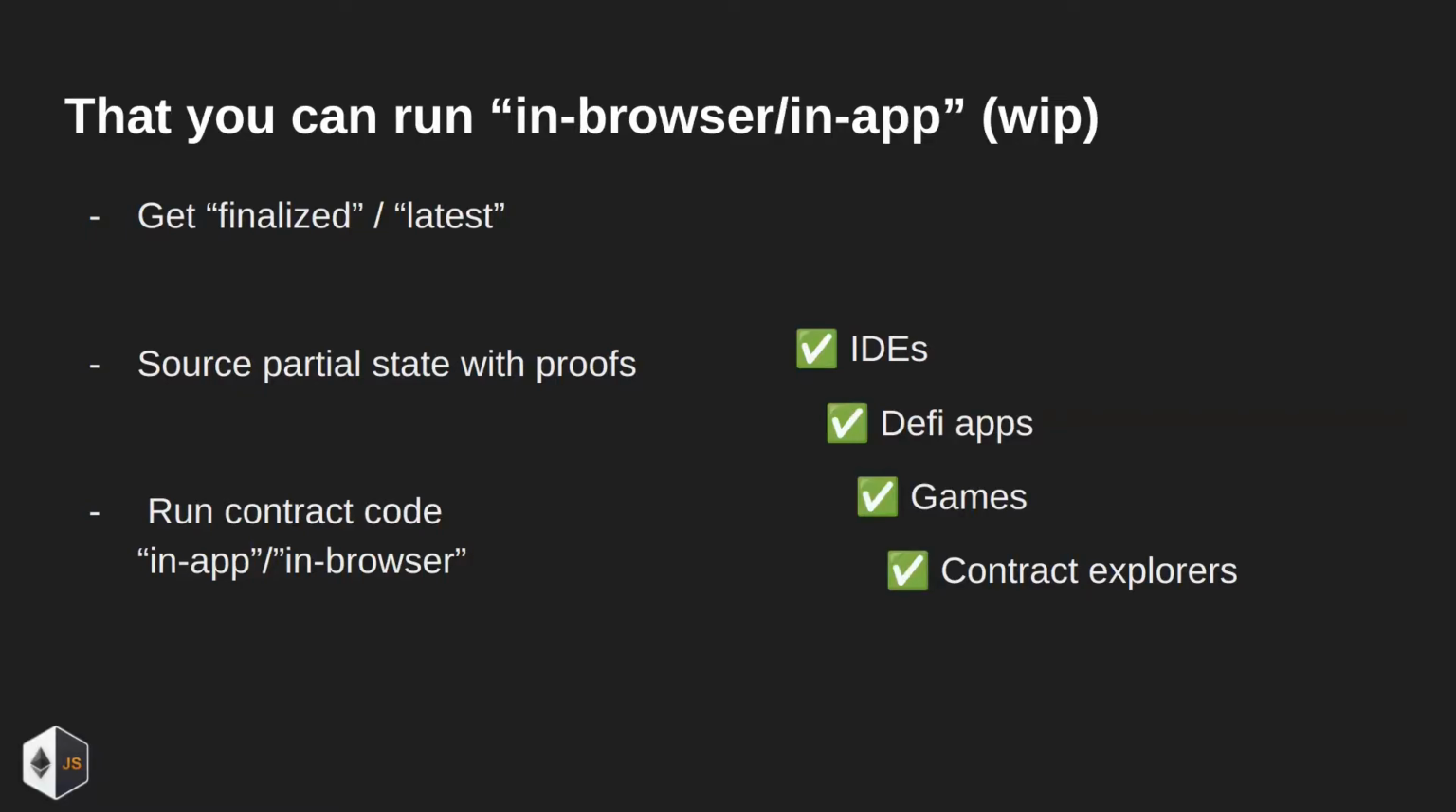And the good thing about our VM and EVM is that you can run them in browser, in app. This is sort of work in progress, but we have made good progress: you can get finalized and latest pointers to the blockchain. You can source partial state with proofs using the current JSON RPC APIs, and then you can run contract code in app, in browser. And this is really useful in IDEs, for DeFi apps, in games, and in contract explorers.